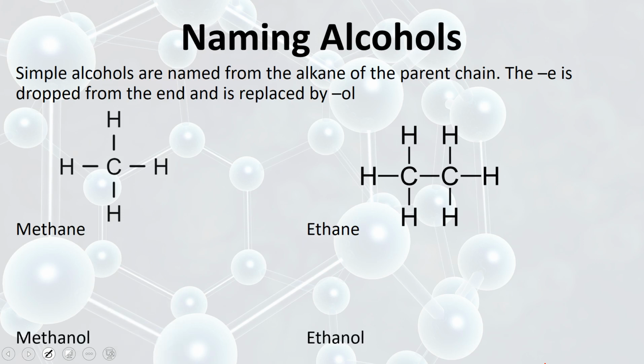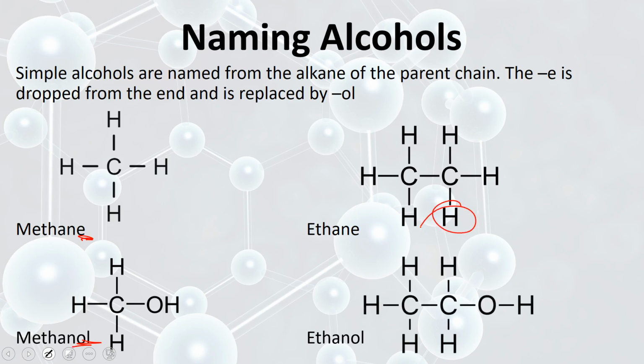Okay, so simple alcohol names, right? What I do to name an alcohol is I take the E ending and it goes to an -ol ending. So that would be methanol. Same thing, methane: I take out one of these hydrogens and put a hydroxyl in, and that becomes ethanol. It wouldn't matter where because there's only 2 carbons, right?